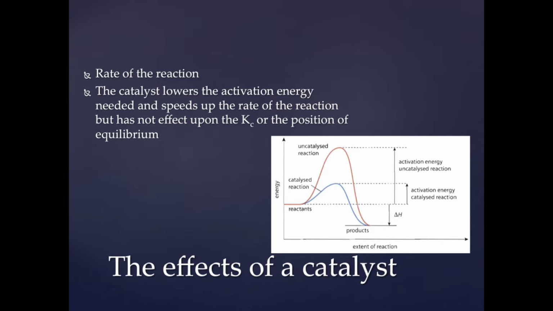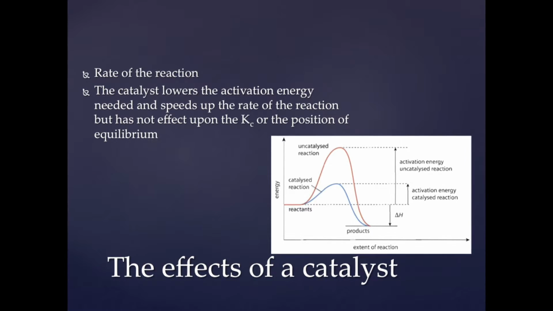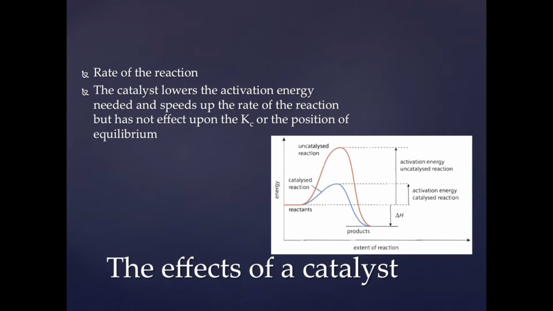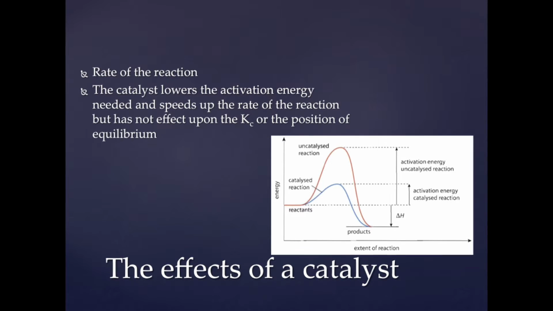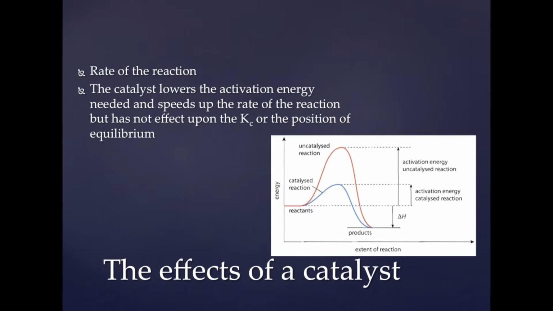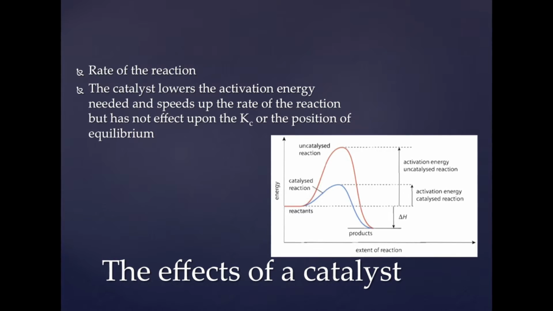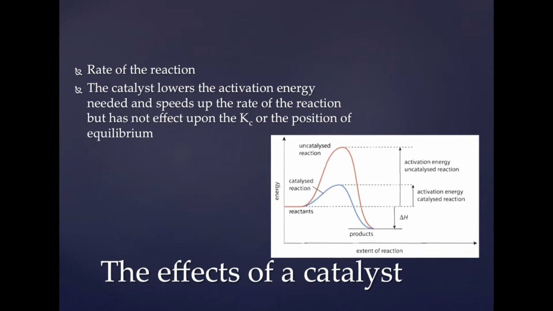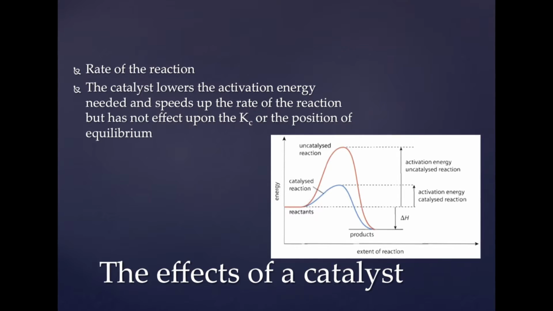So now moving on to the effects of the catalyst upon the equilibrium position and also the equilibrium constant. So the catalyst has really no effect upon those. The catalyst basically speeds up the rate of the reaction by lowering its activation energy, and it increases the number of particles that have sufficient energy to react without raising our temperature.